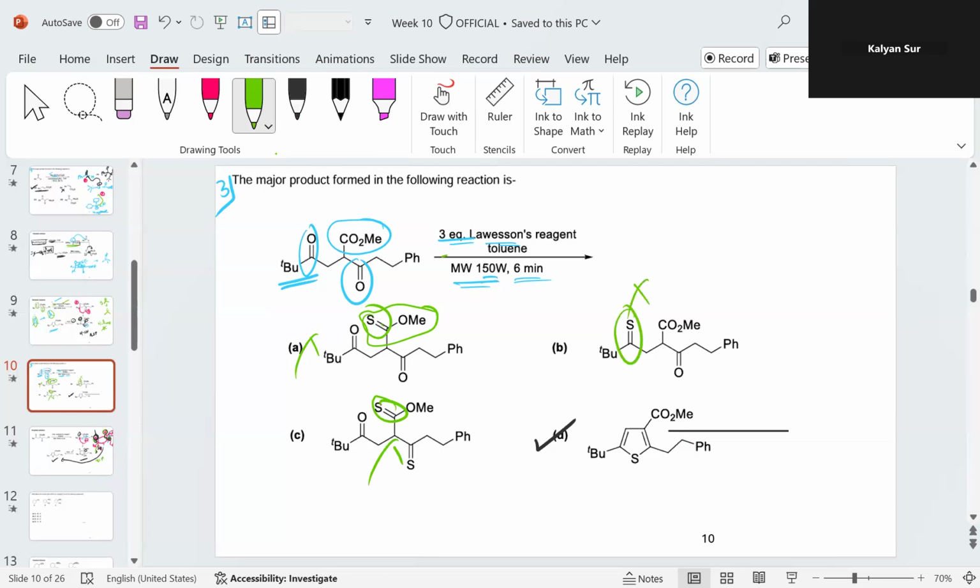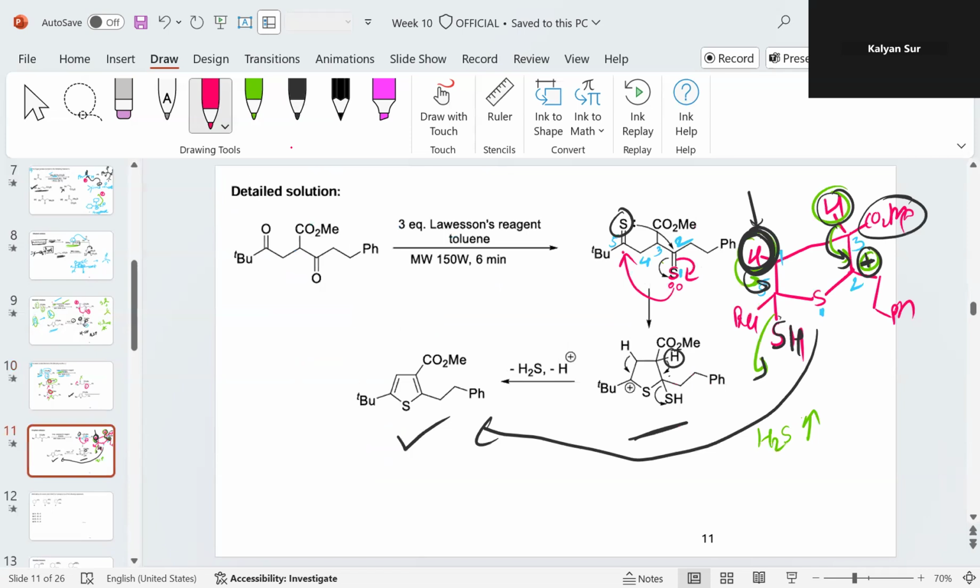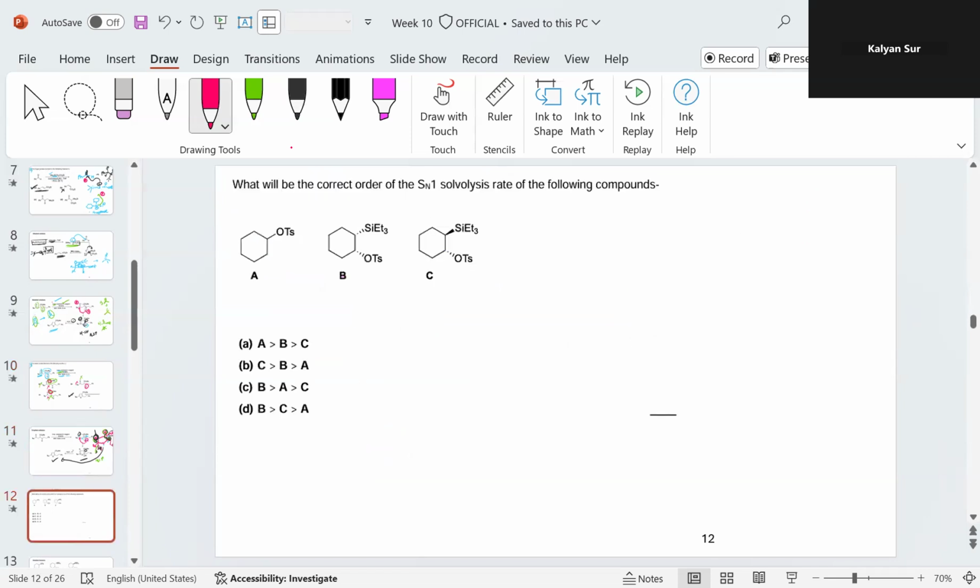But if you look at the Lawesson's reagent, we have an excess of Lawesson's reagent. Therefore, the second keto group can also convert into the C double bond S group. So the other three options are incorrect. We'll move toward the next question.